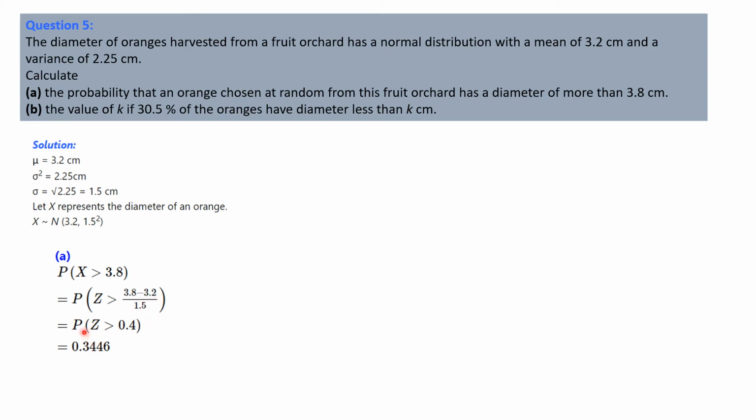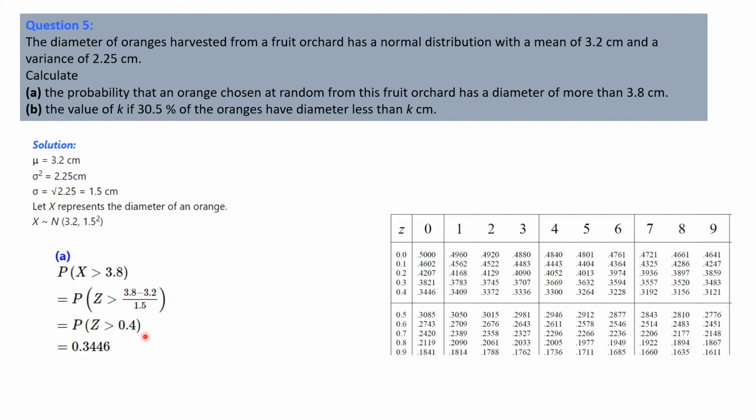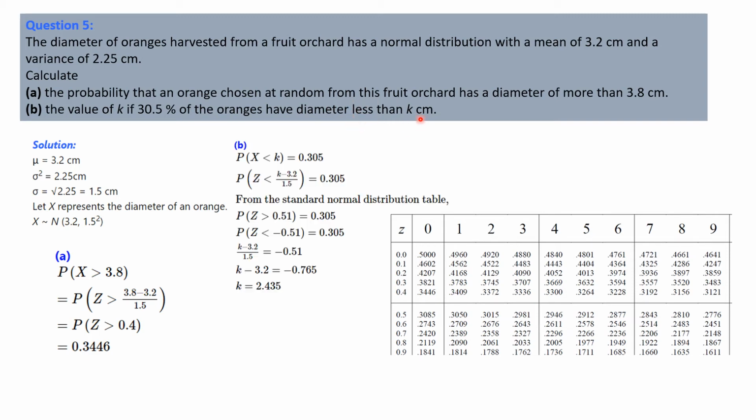Then you will have to find probability for z greater than 0.4. You can use a calculator or use the normal distribution table to find the value 0.3446. Then we move to question B. The value of K if 30.5% of the oranges have diameter less than K cm. So you have to write P for x less than K is equal to 0.305.